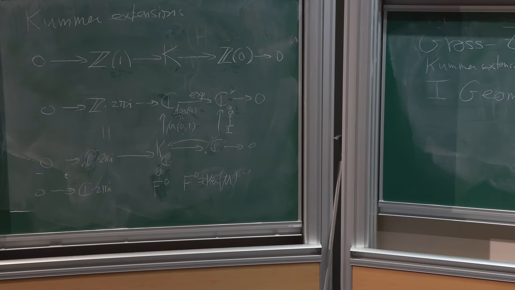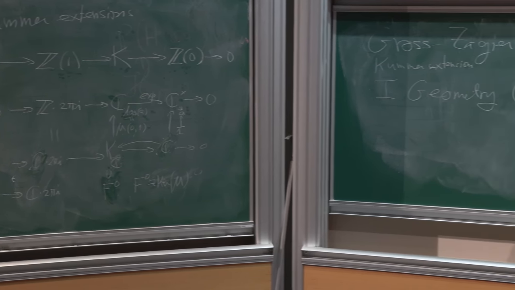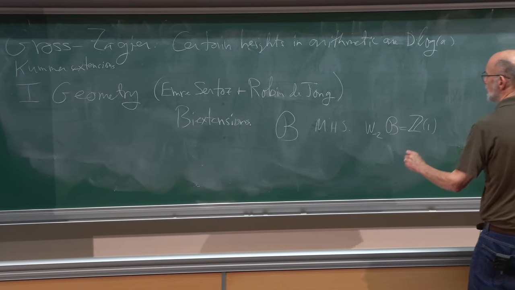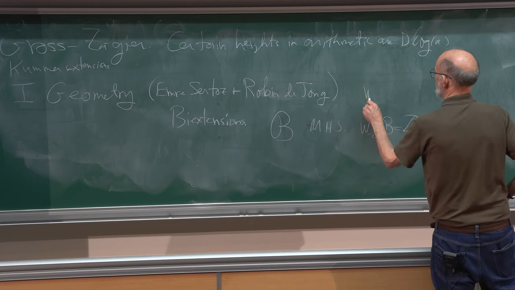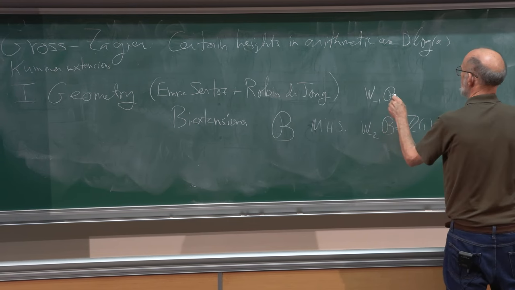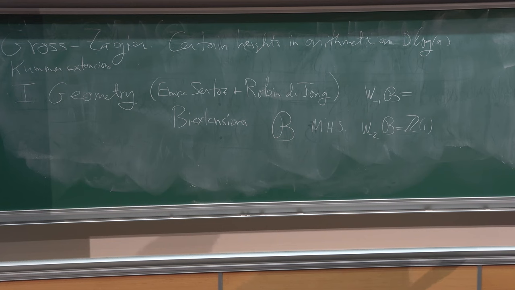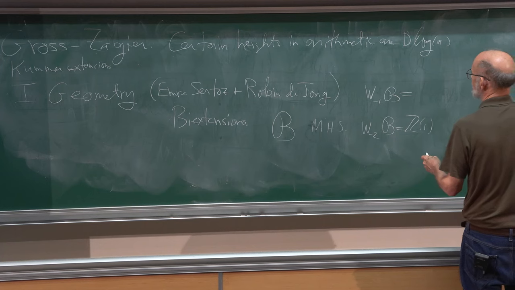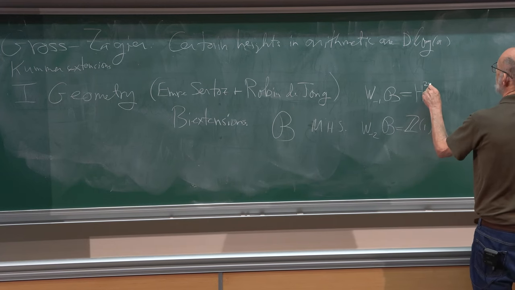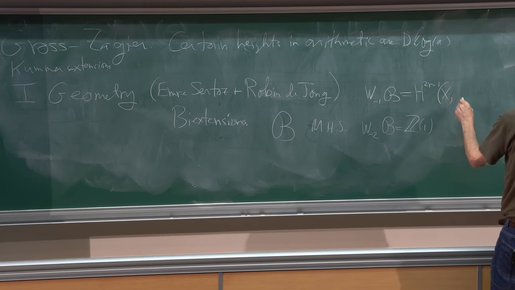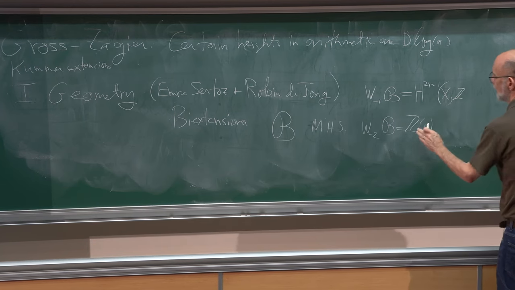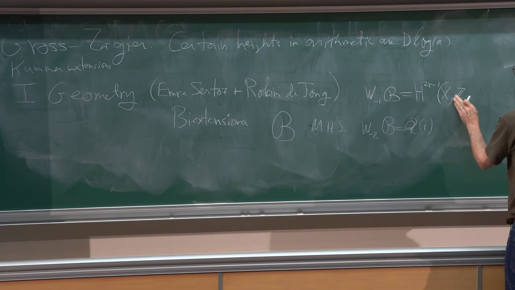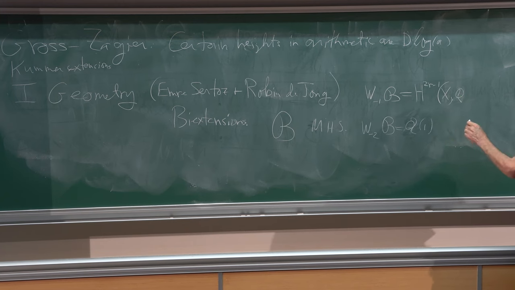It has three weights, and so W minus 2 of B is just Z of 1. And W minus 1 of B, well, it depends on the geometry, but it is some cohomology, I'll say it's H^{2r-1} of X with Z of r. I'm going to regret taking Z, so let me take Q here, because things can go wrong with torsion. Q of r.